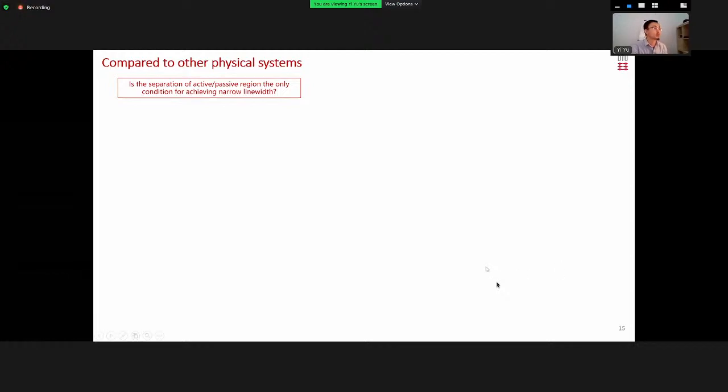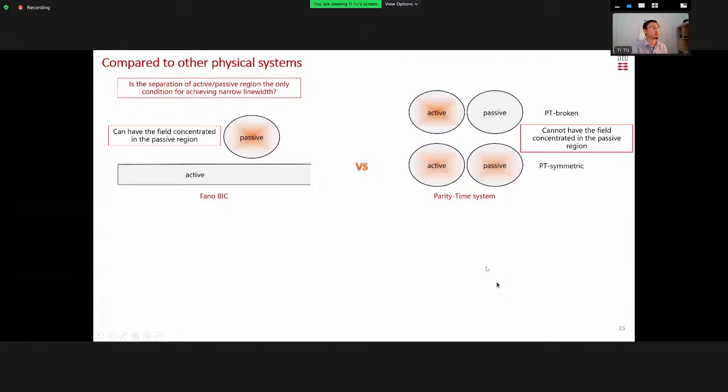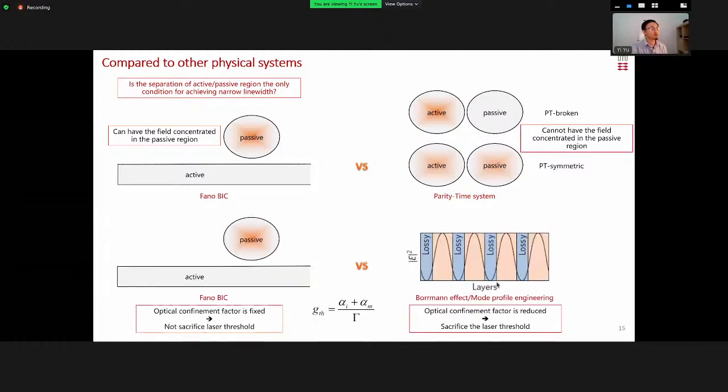To illustrate this, we can compare our system with, for example, photonic molecules, so-called PT systems. We can find that for the final BSC system, we can have the field concentrated in the passive regions, while for the PT systems, the field is distributed in both active and passive regions, the PT symmetric phase, while concentrating in the active regions, the PT broken regions. So in this case, you cannot have the field concentrated in the passive regions, thus you have a very limited line width reduction effect.